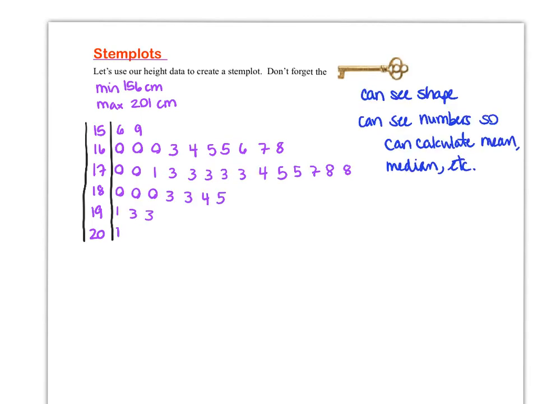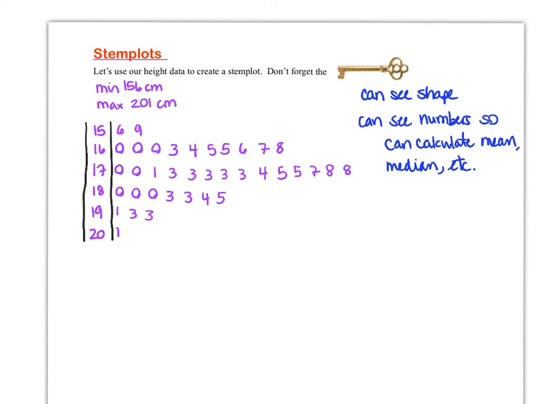We've got all of our data graphed, and we did have to round some of it, however. We can see shape-wise, we've got a unimodal, one peak, and it appears to be slightly right skewed. So a little bit more, well, it's approximately symmetric. Only one more column on the right-hand side than on the left-hand side. The benefit of the stem plot is while we can see the shape, we can still calculate the mean, the median, etc., other numerical summaries, because we have the original data as part of our graph.